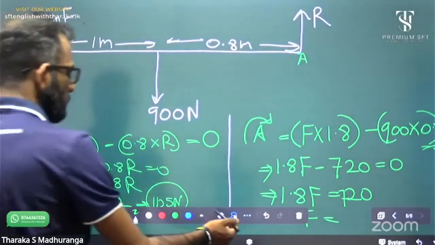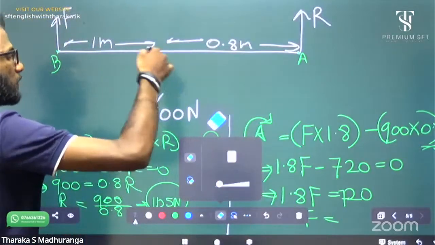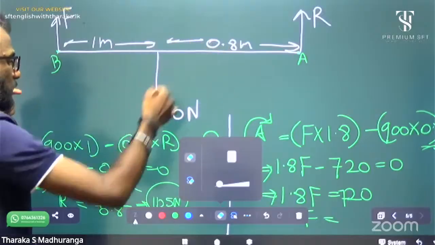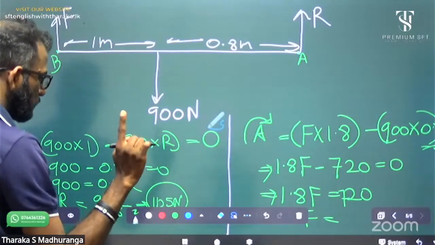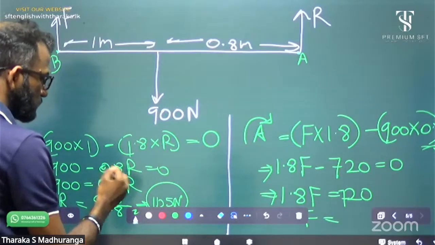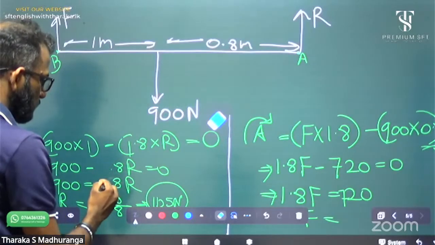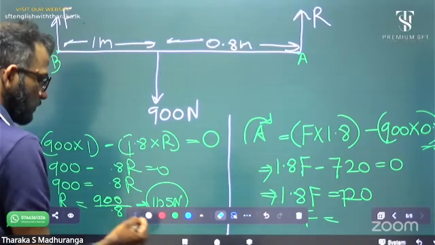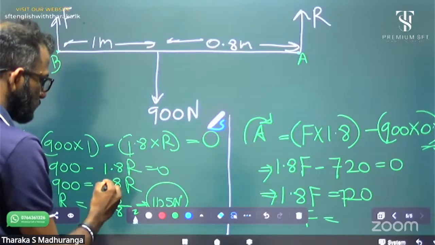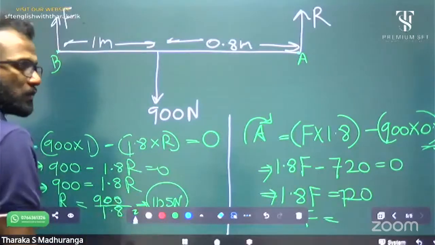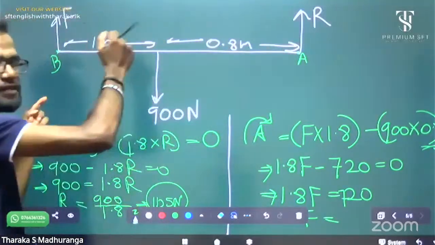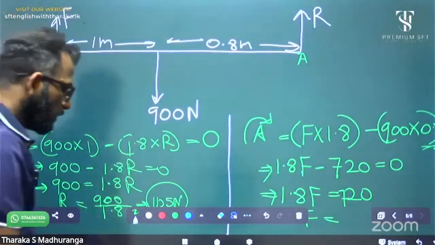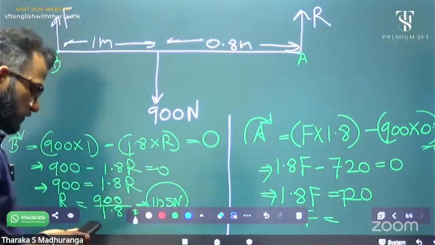Sorry, I made a mistake here. For R, it is not 0.8, it is 1.8, because it is the distance between the rotational axis and the force. So 900 over 1.8 is the answer. Sorry.